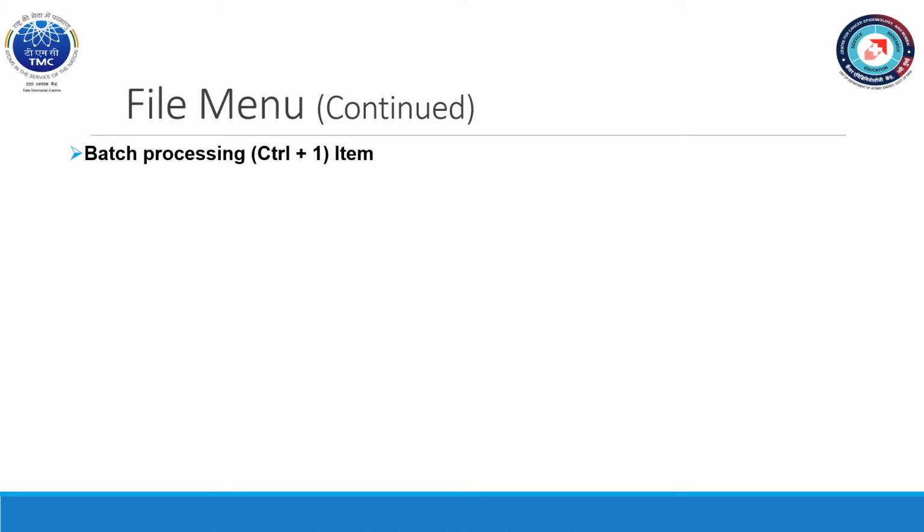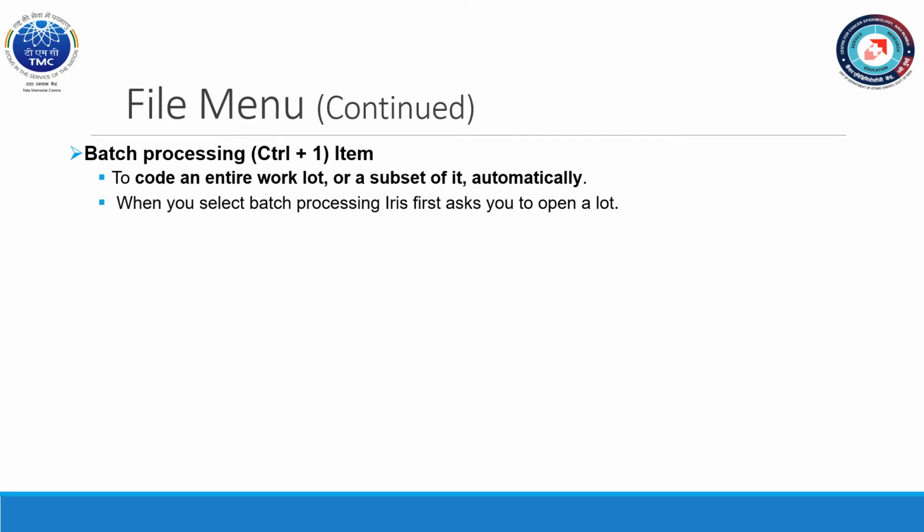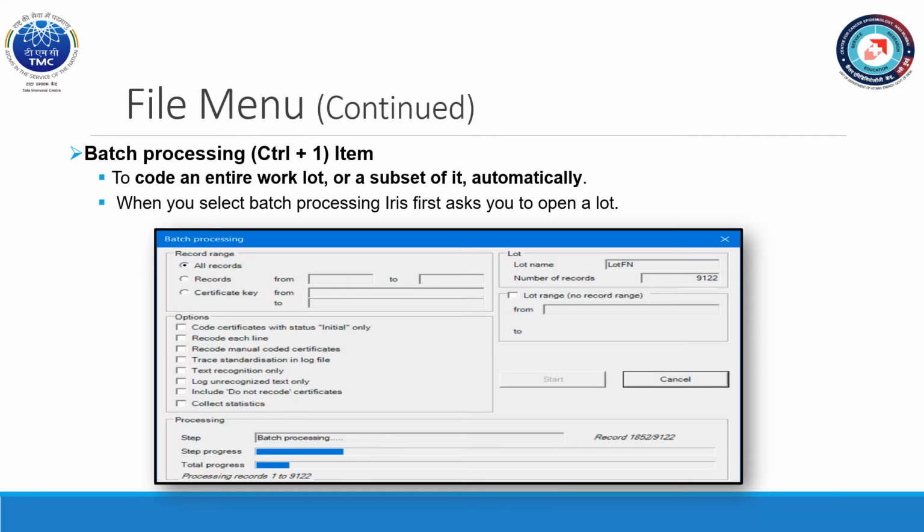Batch processing item. You can use hotkey Ctrl+1 to start batch processing. Use this command to code an entire workload or a subset of it automatically. When you select batch processing, Iris first asks you to open a lot. Slide shows batch processing of F0 lot for all records. By clicking on Start button, batch processing will start. After completed batch processing, system generates a log file. Batch processing we will learn in detail in upcoming videos.